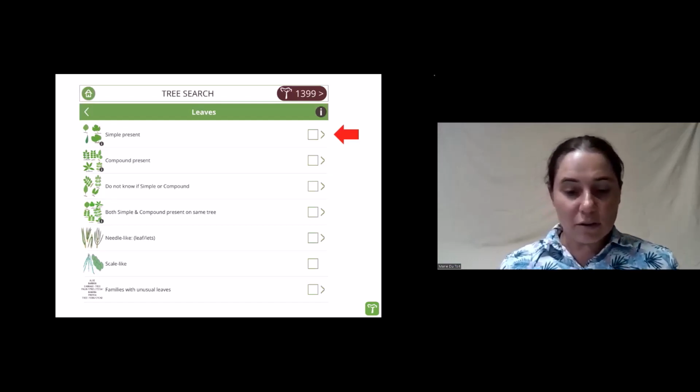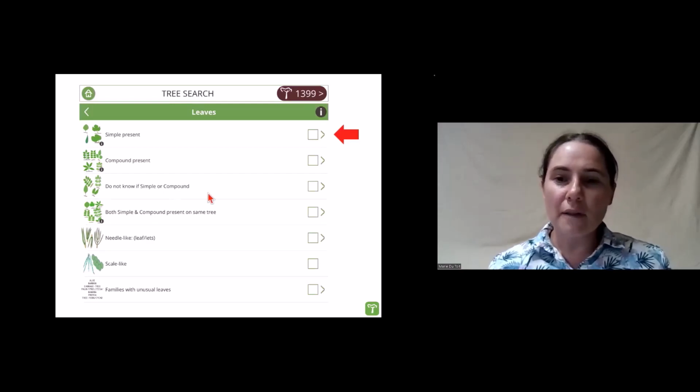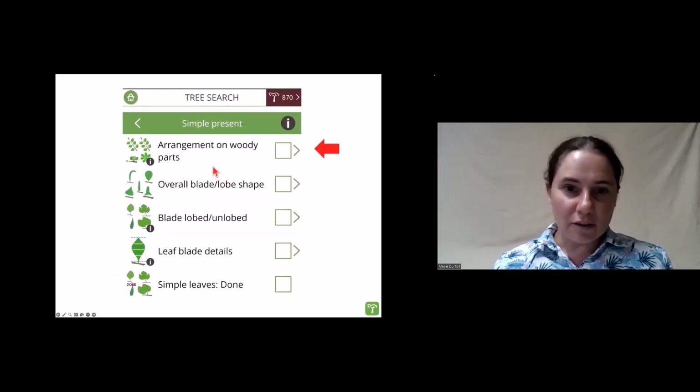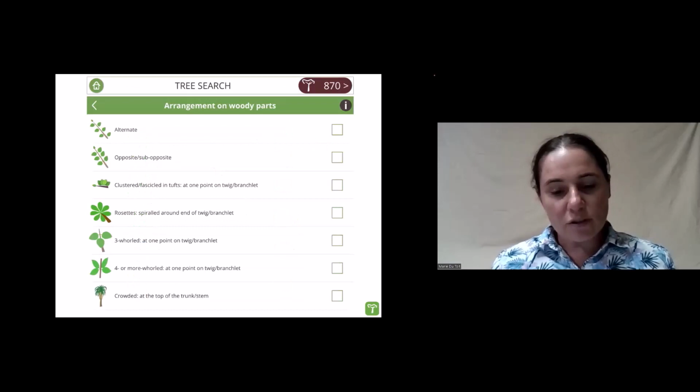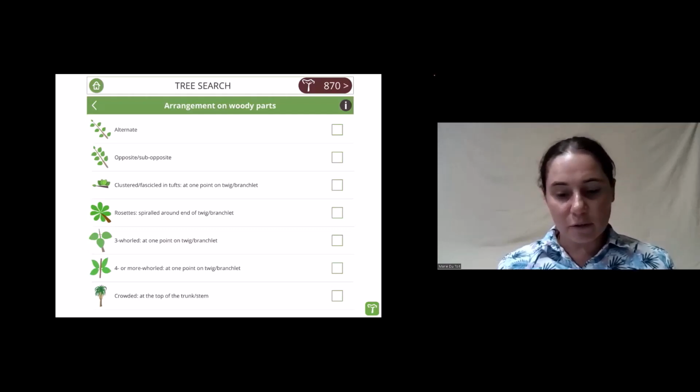And we will then start by going to the leaves and selecting simple leaves. So you will see on this picture here, simple leaves. So if you want to open your app and go to leaves, simple leaf, you can follow along. So the red arrow, and then you click on arrangement of woody parts. So we are going to look at the arrangement. You can choose original or botanical. So this one is the options for original. And you will see that there are 7 different options.